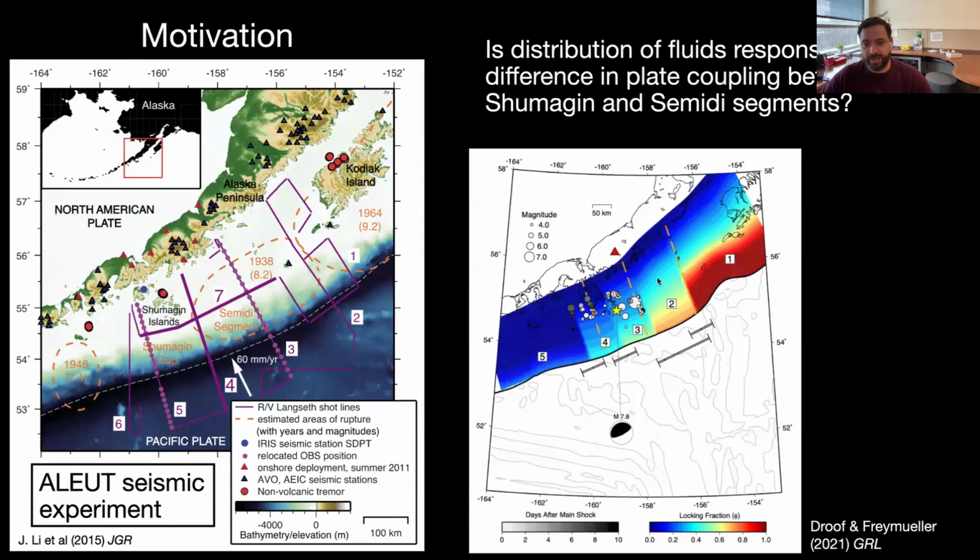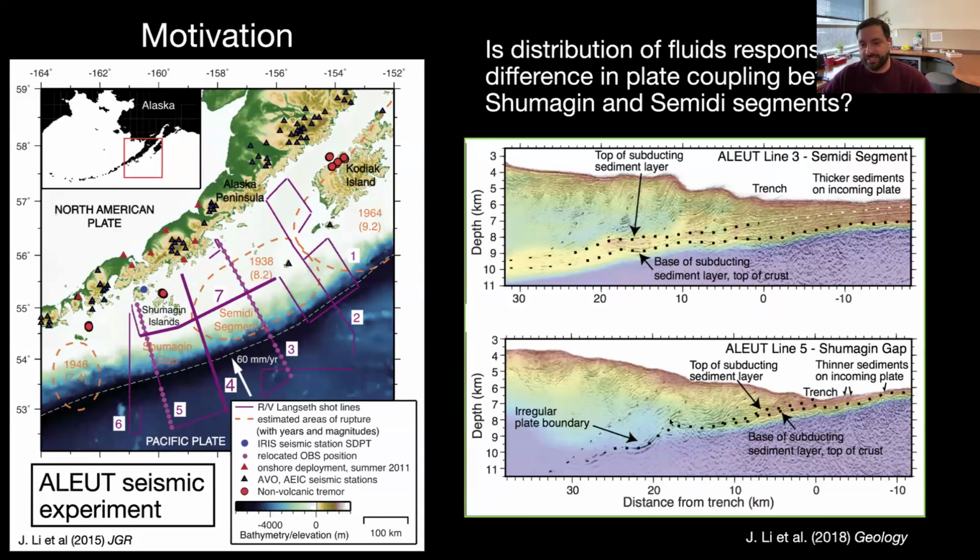This is showing you what the plate coupling looks like. We have the Shumagin gap, where there's a lack of historical record of a large megathrust earthquake, whereas the Semidi segment, which is slightly more locked, has had historical megathrust earthquakes in that region.